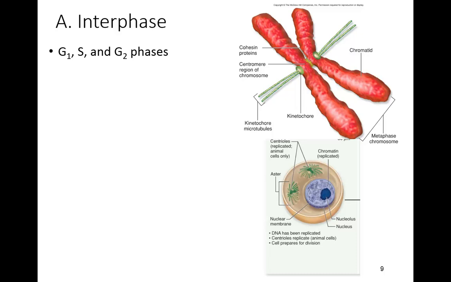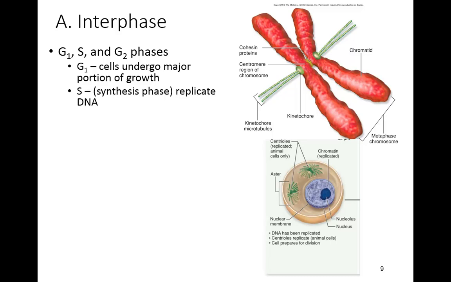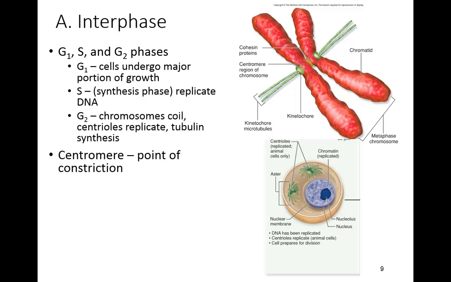So interphase, again, that's G1, S, and G2 phase. In G1, they undergo the major portion of growth. In S phase, they replicate. In G2, the chromosomes coil, the centrioles replicate, and tubulin is synthesized.